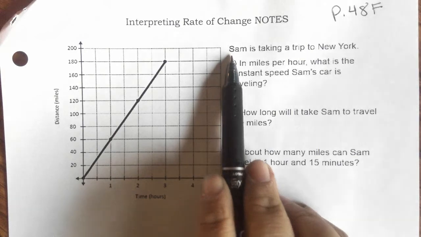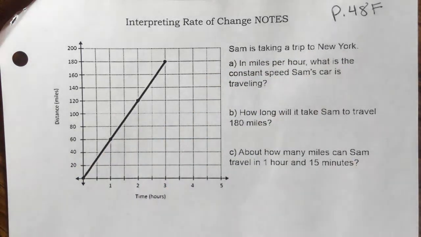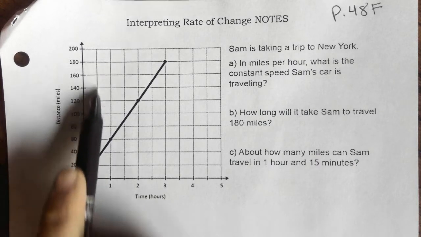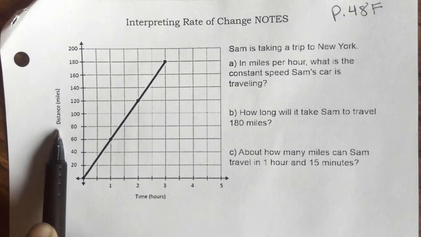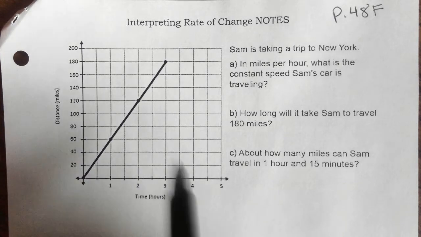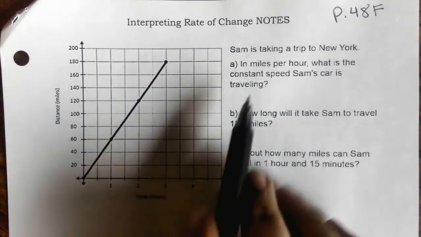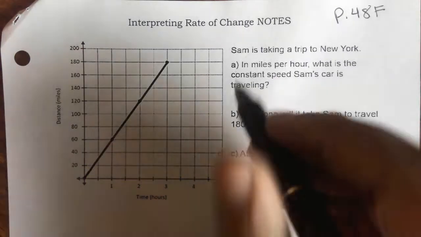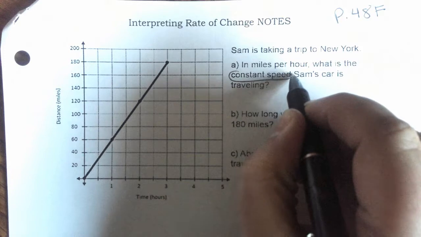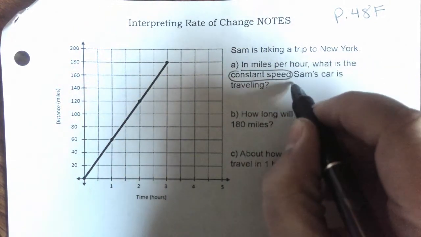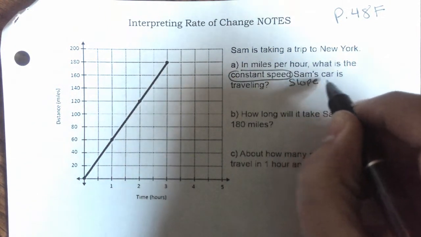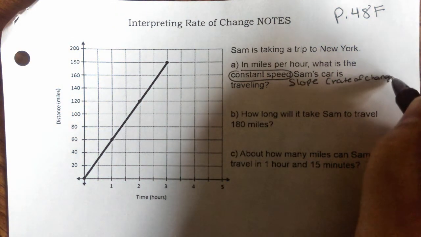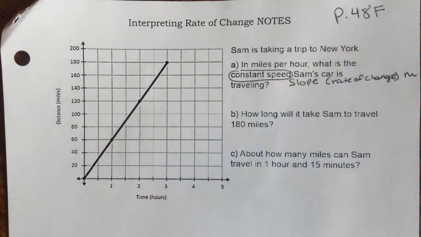This graph is all about Sam taking a trip to New York, and the x-axis looks like we're talking about hours, and the y-axis is being measured in miles. So he's taking a trip to New York. Part A is asking us, in miles per hour, what is the constant speed Sam's car is traveling? Constant speed is just another way to say slope, or rate of change, which is all represented by the letter M.